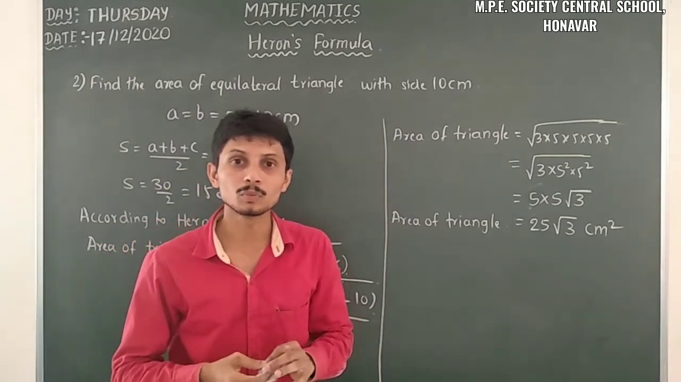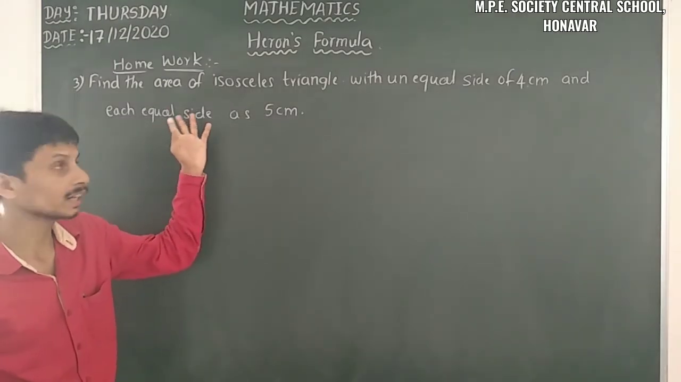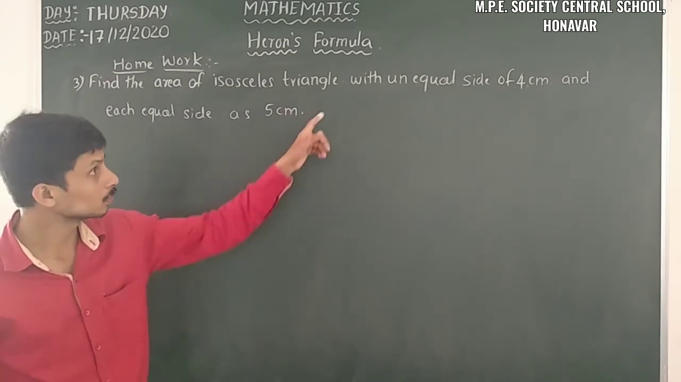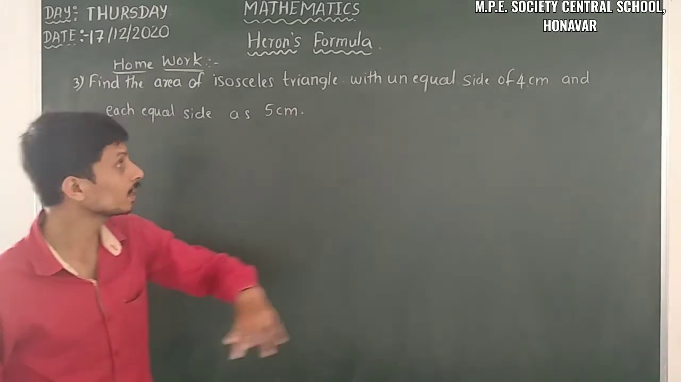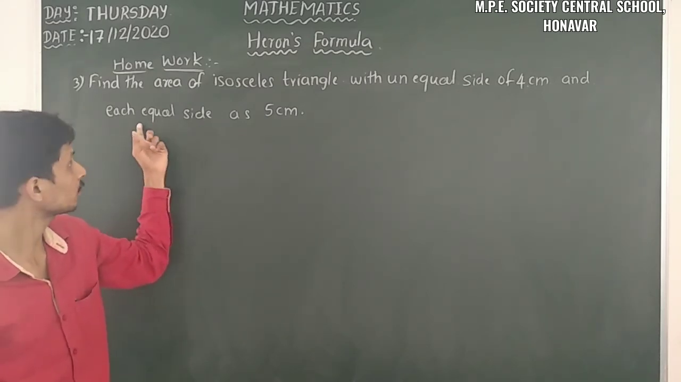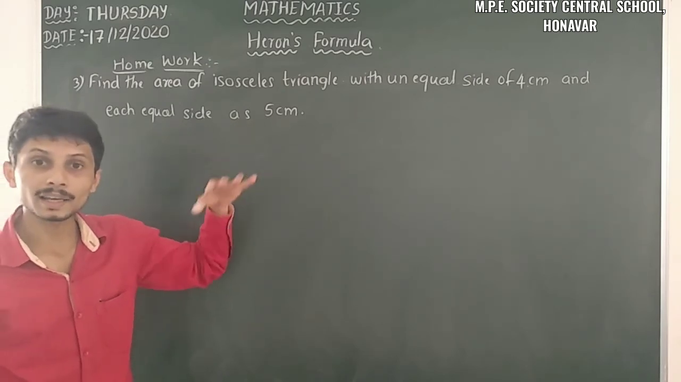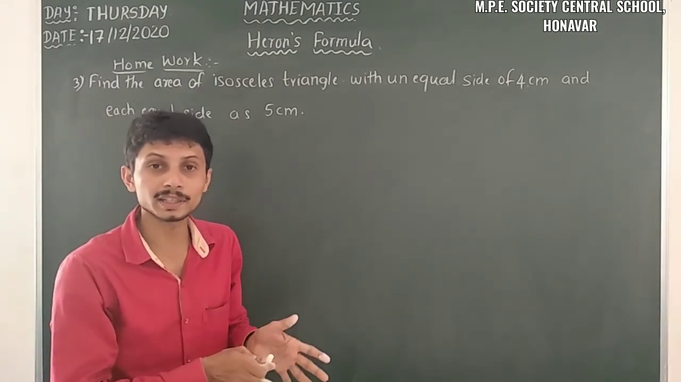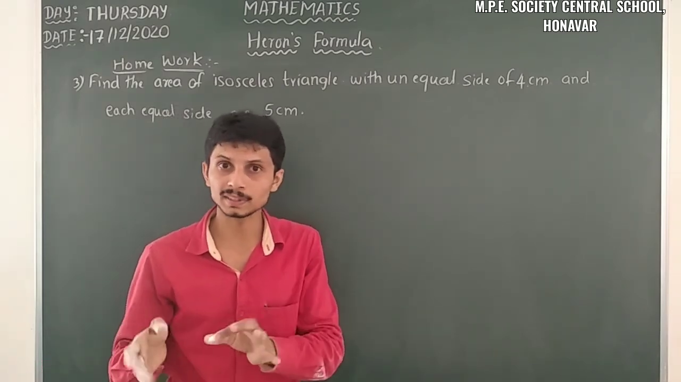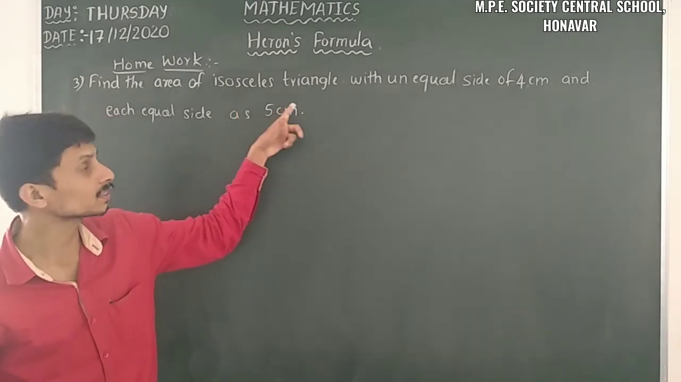Yes. So let us move on to the next problem. Let us take one homework here. Here we have to find the area of an isosceles triangle. Isosceles triangle means two equal sides and one unequal side. So here we have the unequal side of 4 centimeter and each equal side is 5 centimeter. We already did the same in the last video, using the formula half into base into height.